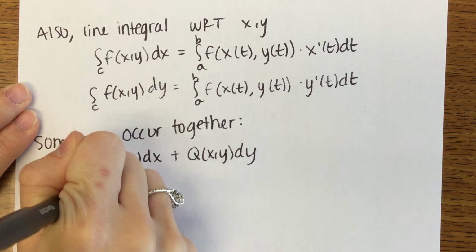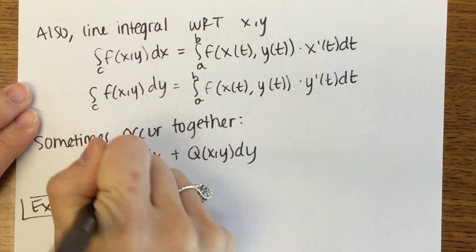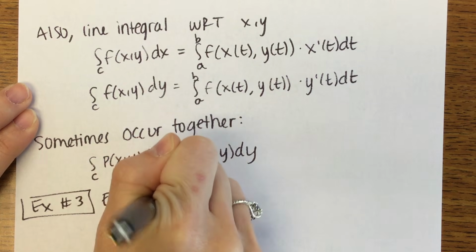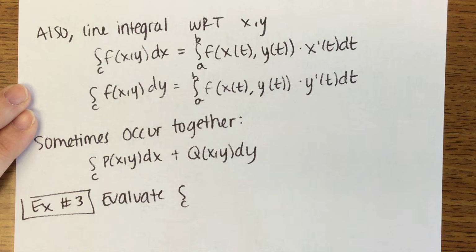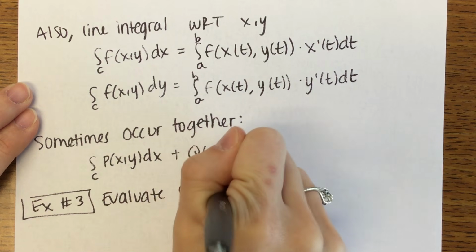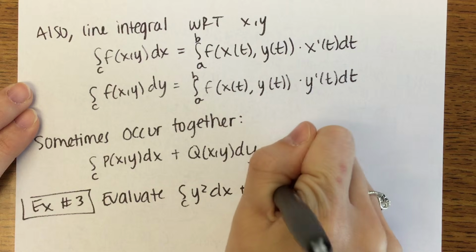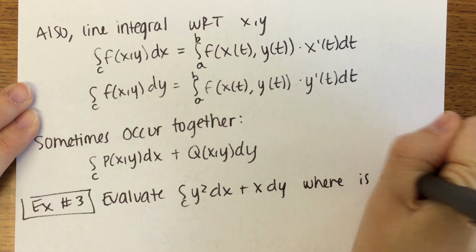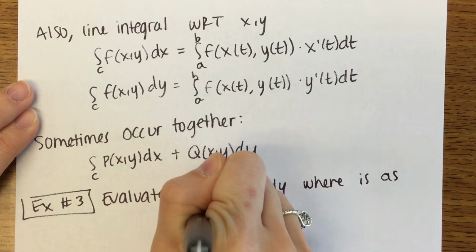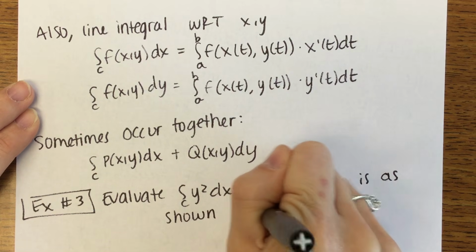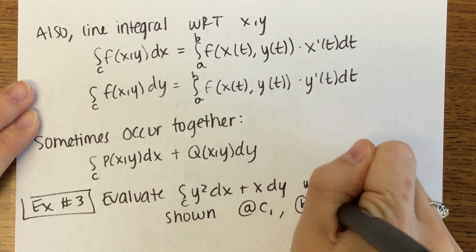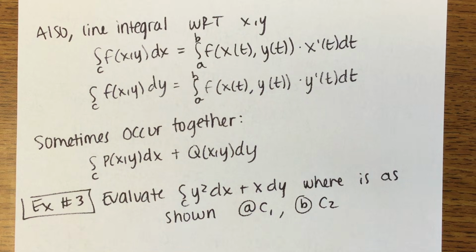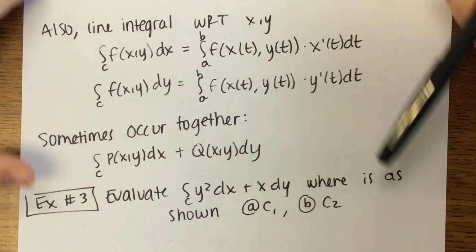Let's look at an example of what that would look like. We are going to evaluate the line integral of y squared dx plus x dy, where C is as shown. We're going to do two of them. We're going to do part A, which is one curve, and part B, which is another curve.